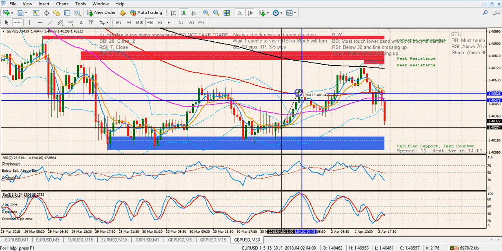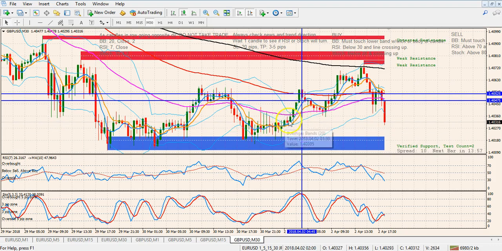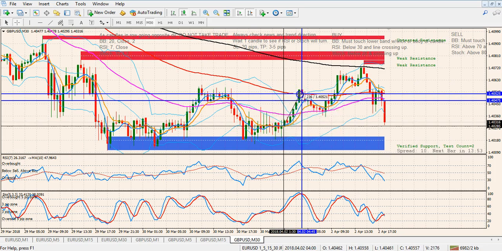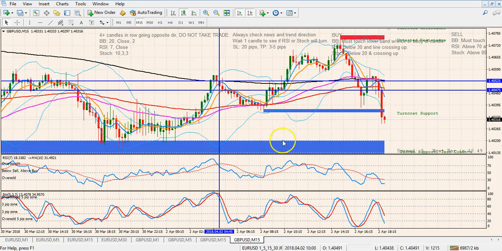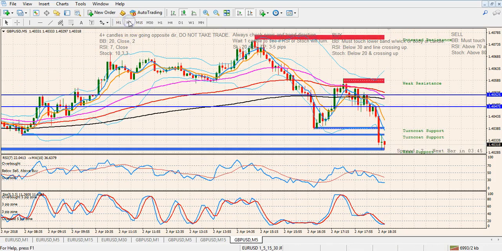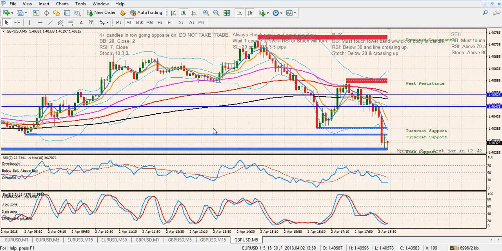This is on the 30-minute. Look at that move. Boom, 26 pips in 1 hour, 2 hours, 3 hours, 3.5 hours. If you want to wait 3.5 hours to get paid 23 pips, go for it. Do it. If you don't want to wait that long, go do it on the 15. If you don't want to wait that long, go do it on the 5.